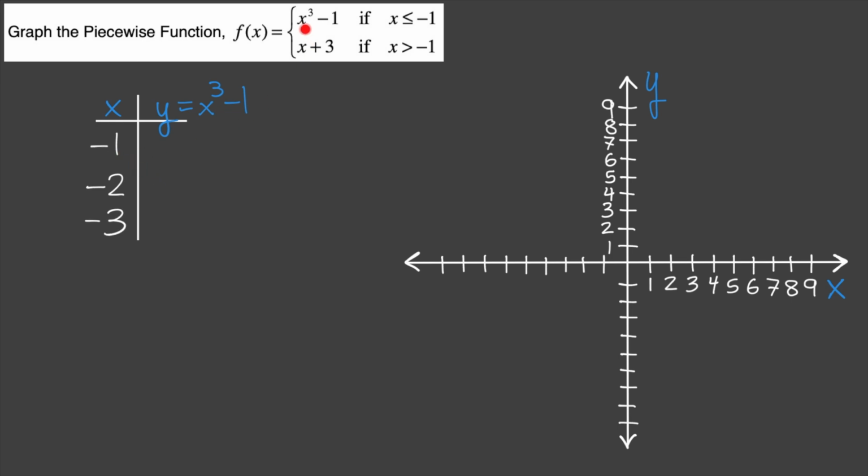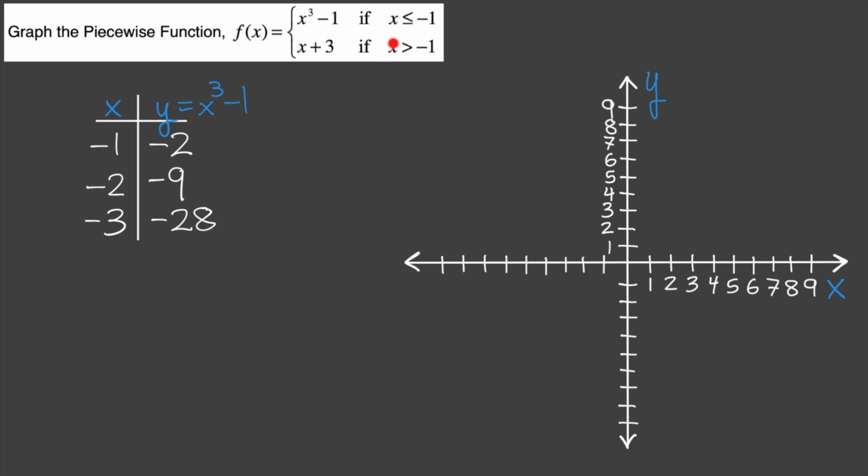So if we plug in negative 1 cubed, that's negative 1, minus 1, which is minus 2. Next, we'll plug in negative 2. Negative 2 cubed is negative 2 times negative 2 times negative 2, which is negative 8, minus 1, which is negative 9. And lastly, plug in negative 3. Negative 3 cubed is negative 3 times negative 3 times negative 3, which is negative 27, minus 1, which gives us minus 28. All right, let's go ahead and graph these points.